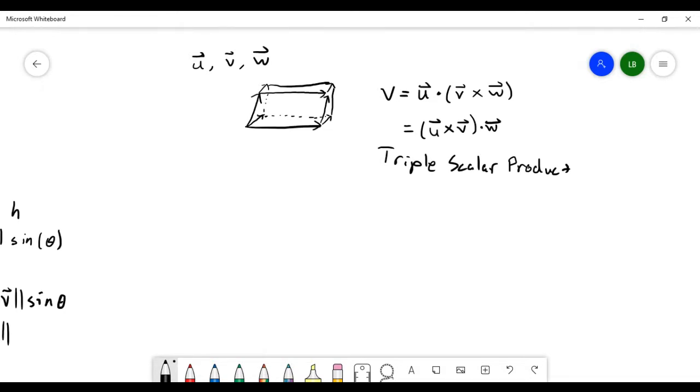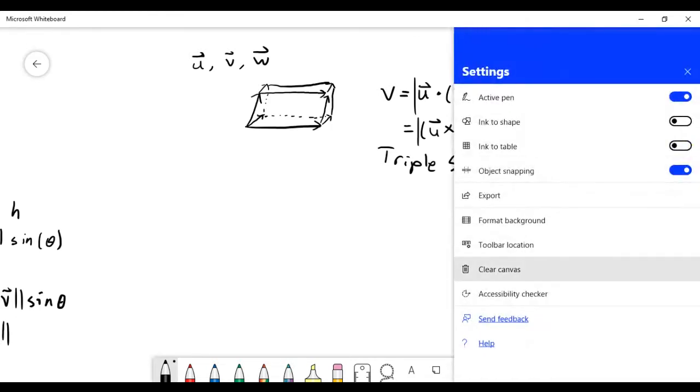And I believe one other note, the volume is probably actually the absolute value of this. That's mostly just a little side note. All right, time for some practice problems.